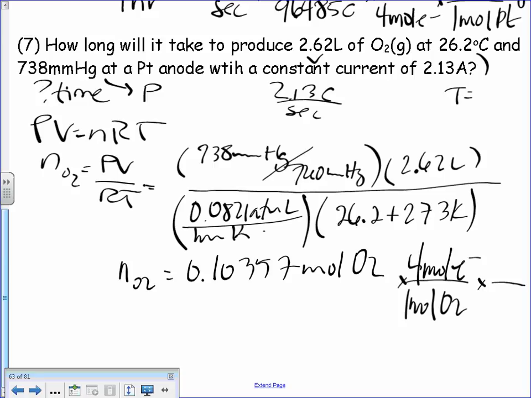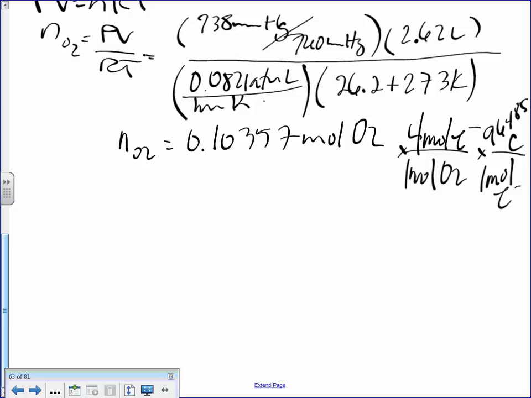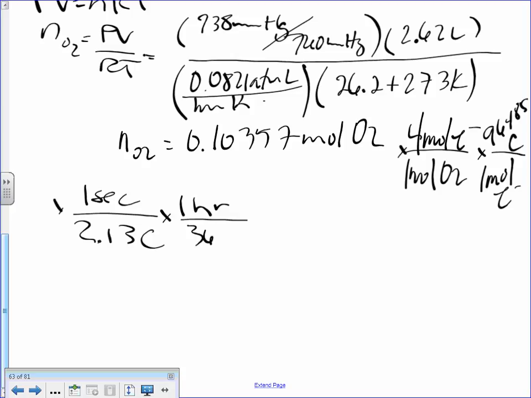Next conversion, because we need to get to coulombs, right? Yes. So 1 mole of electrons has 96,485 coulombs in it. And then coulombs are on the bottom. What was it called? The amp, 2.13 coulombs per second. And we're going to hours because a lot of times this stuff takes a while. So I like to make bigger units so it's smaller numbers. And that's 1 hour to 3,600 seconds.